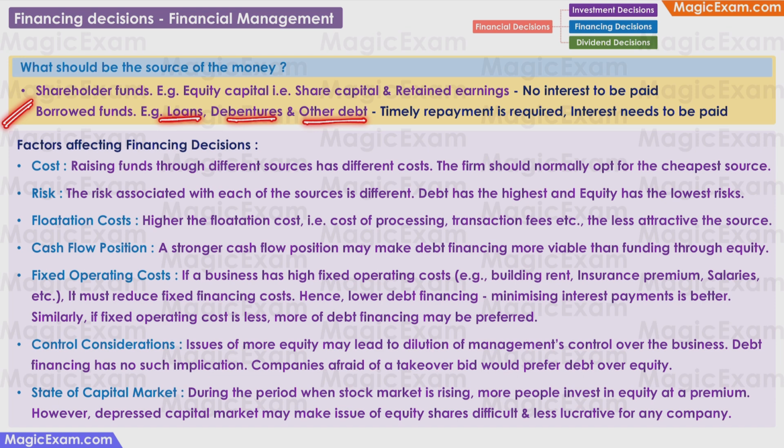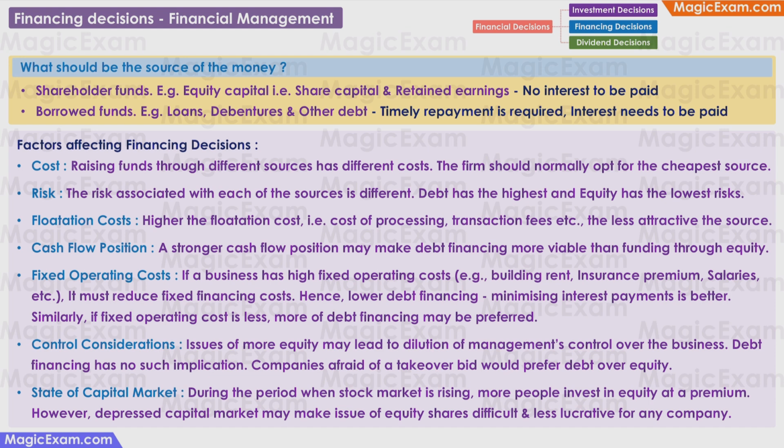debt. Here, timely repayment of the principal is required and also interest needs to be paid on the amount that has been borrowed. Which means that there is a risk that if the business is unable to generate enough cash flow or generate enough returns, it may be unable to repay the principal or pay the interest on the loans. This risk is called financial risk.